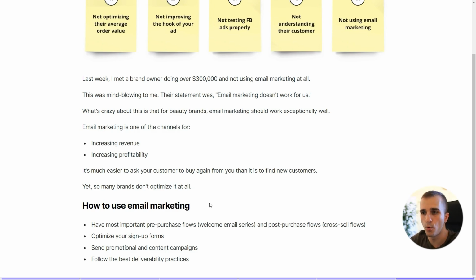You want to send promotional and content campaigns that will constantly engage your list with different promotions and content emails that will just nurture them. And you want to follow the best deliverability practices whenever you're creating your emails, developing them and sending them. Therefore, you maintain a good reputation for your domain, your customers actually receive your emails, and ultimately you increase your revenue.